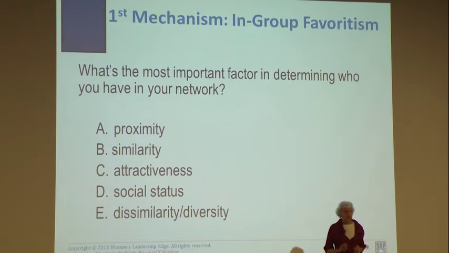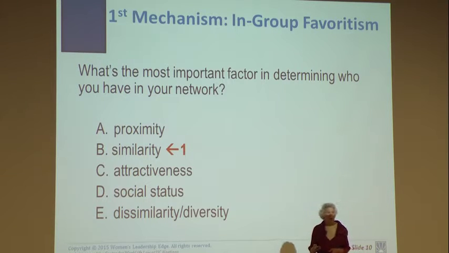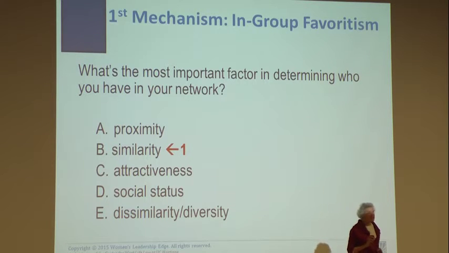Here's in-group favoritism. It stems from the nature of social networks. This is a sociological literature. What do you think is the most important factor in determining who you have in your network? Raise your hand when you agree. Proximity, similarity, attractiveness, social status, diversity. Yeah, it's similarity. You're right. Most people recognize that just intuitively. So in your social network, the strongest determinant typically is similarity.